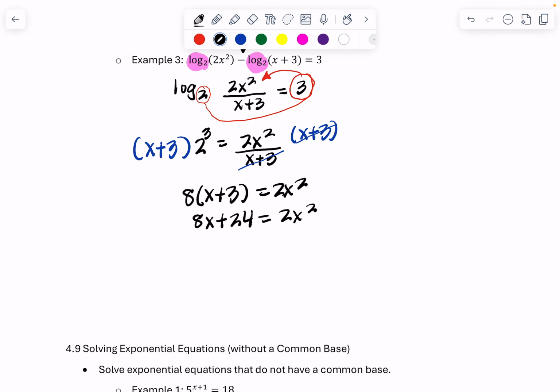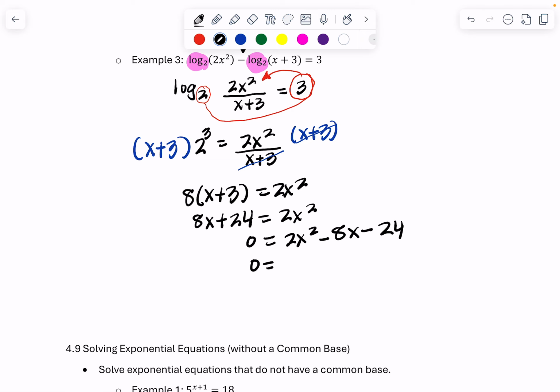Then we need to factor and solve, okay? So we got to make it equal to 0. So I am going to move the 8x and the 24. I'm going to subtract that on both sides because I never want my leading coefficient to be negative, okay? So 2x squared. Then we have minus 8x minus 24.